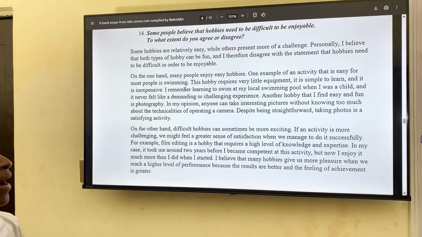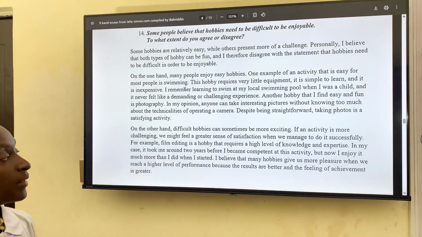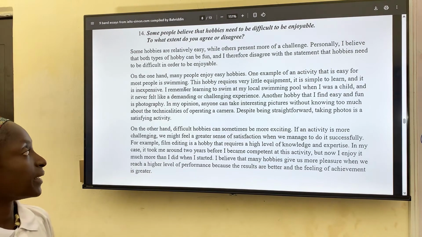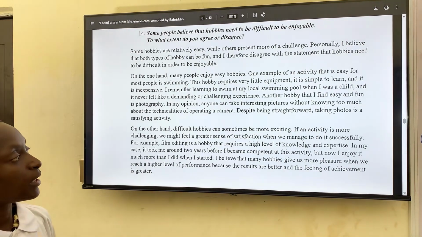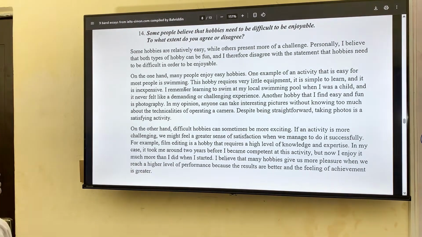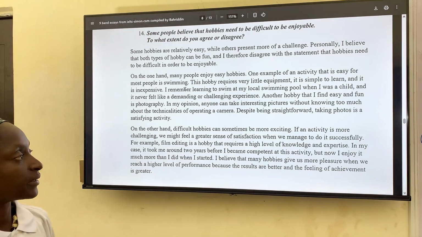This hobby requires very little equipment. It is simple to learn and it is inexpensive. I remember learning to swim at my local swimming pool when I was a child, and it never felt like a demanding or challenging experience.